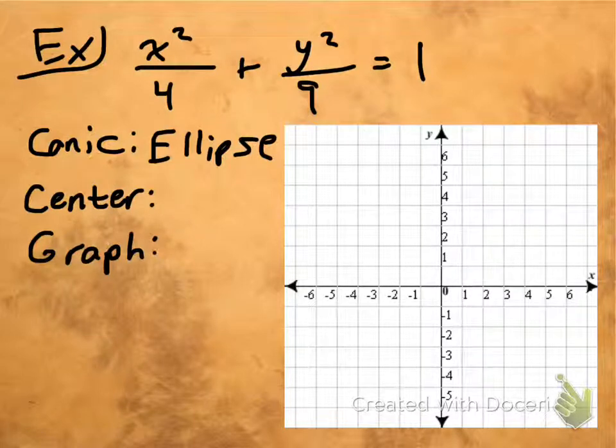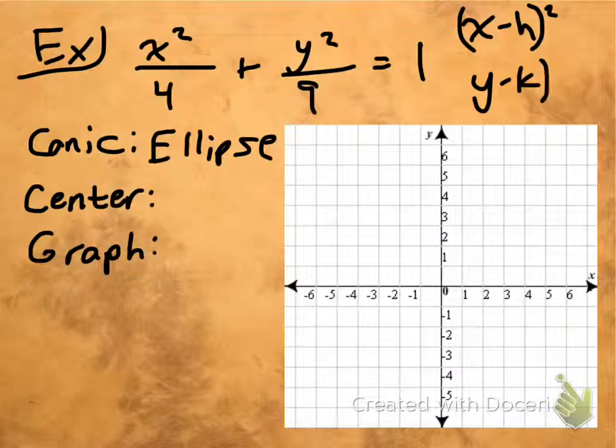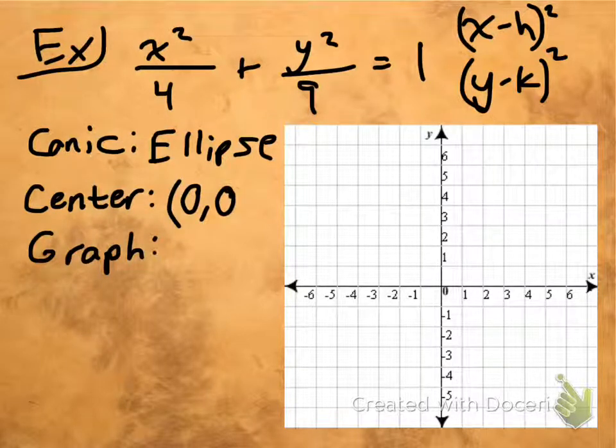The center, well, our standard form had x minus h relating to the center squared and y minus k relating to the center, right? But we don't have that here. We're not subtracting anything. Technically, when you're subtracting nothing, you're subtracting 0 from both of those terms. So my center here is going to be at 0, 0. If I was subtracting an actual number, x minus 2 squared, then my x value would be 2. So that's how that works.